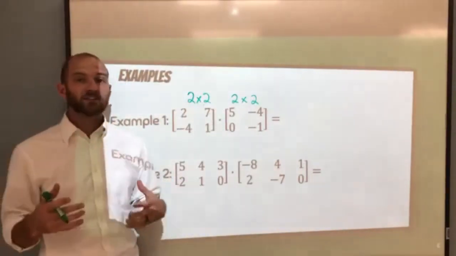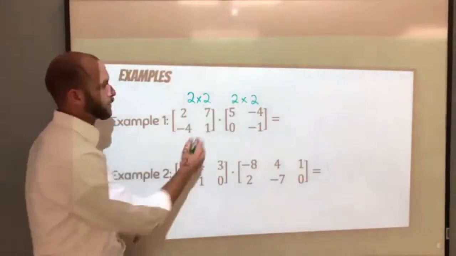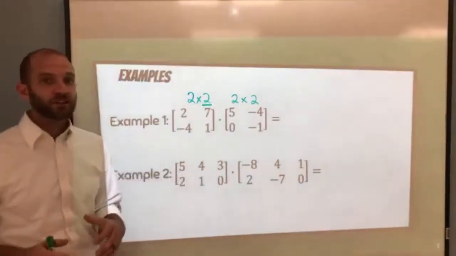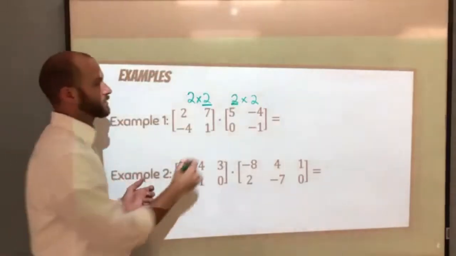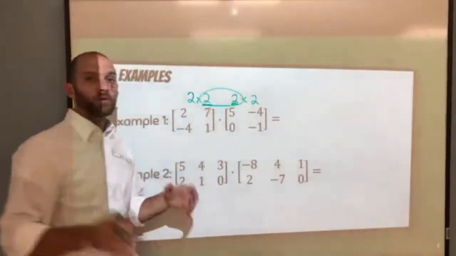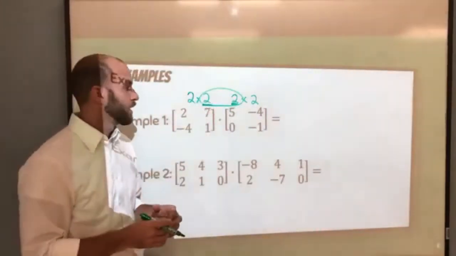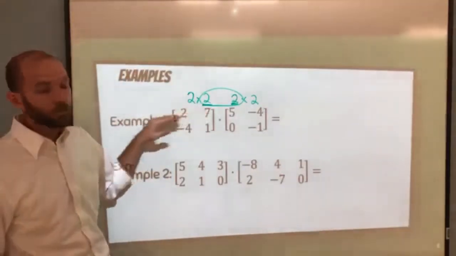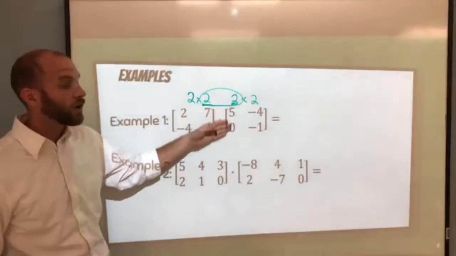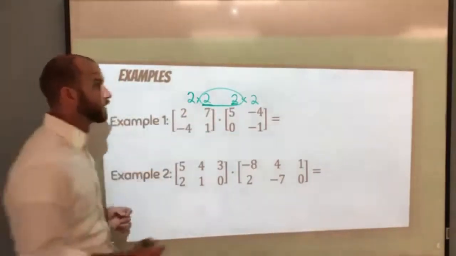To figure out if we can actually multiply these matrices, we take a look at the number of columns in the first matrix and the number of rows in the second matrix. If those two numbers match, which they do, then we're good to go in multiplying our matrices. So we said we're going to take the row in the first matrix and multiply it by the column in the second matrix. So let's do that together.